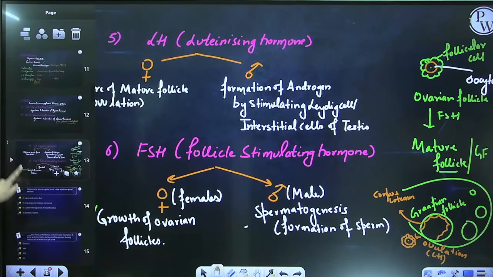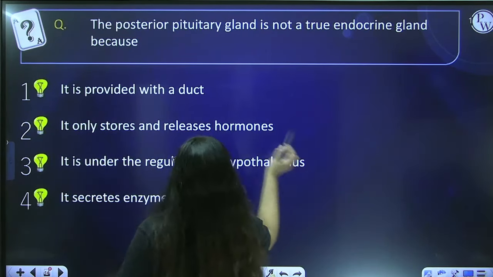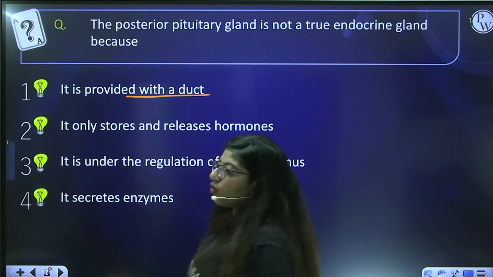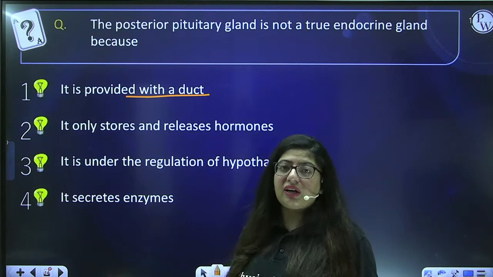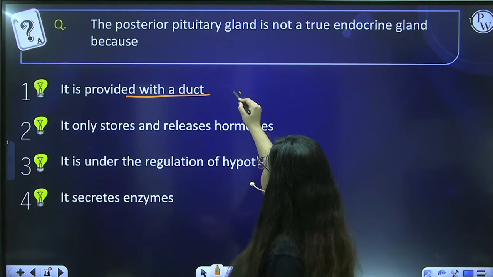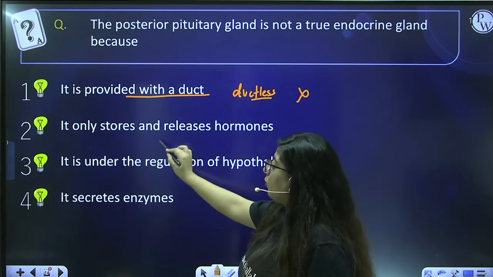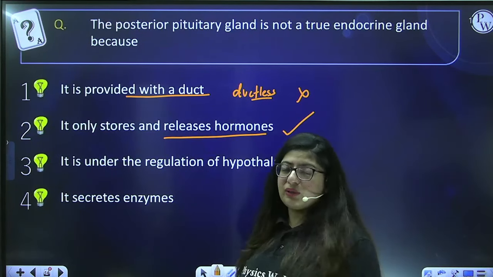Let's move further and talk about these questions. The posterior pituitary gland is not a true endocrine gland because it is provided with a duct, it only stores and releases hormone, it is under the regulation of hypothalamus, it secretes enzyme. Okay, let's start from the first one. It is not with the duct. If it would be with the duct, it would be an exocrine gland. But we are considering endocrine. So yes, it is ductless. So that's not a reason. It only stores and releases hormone. This is absolutely a reason.